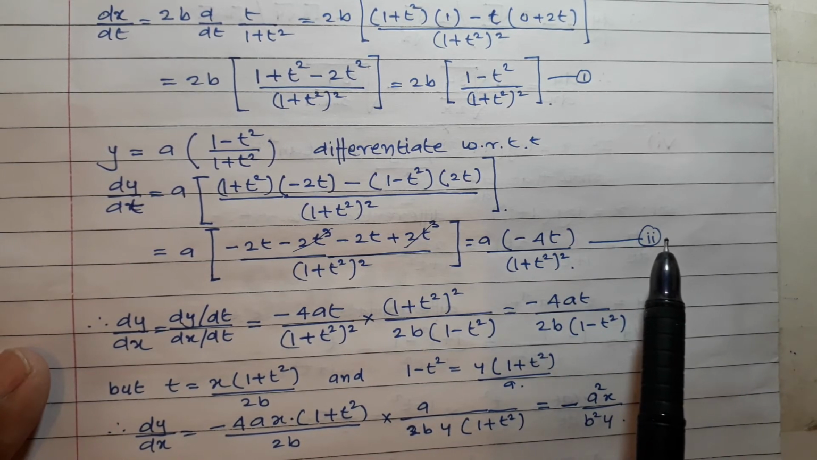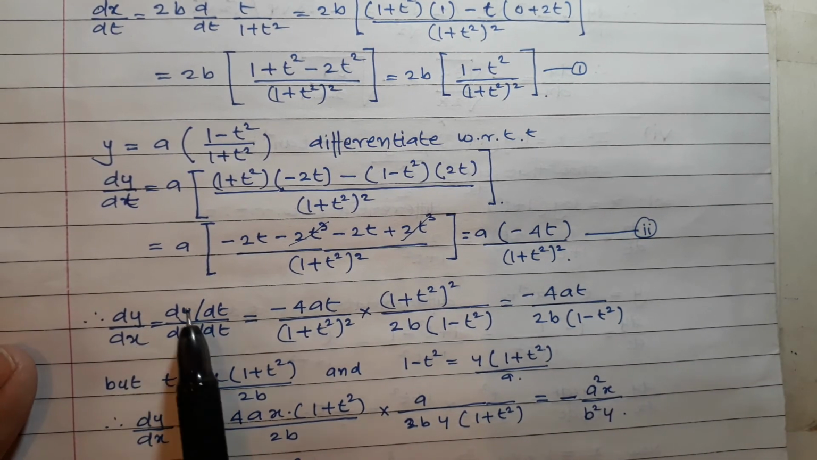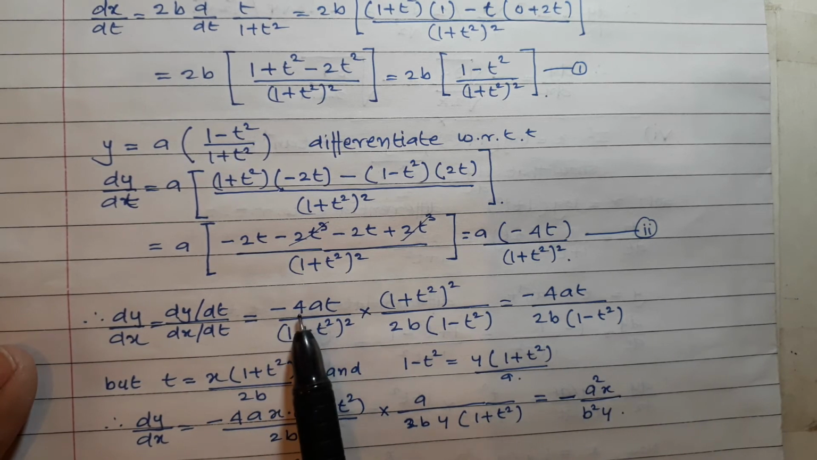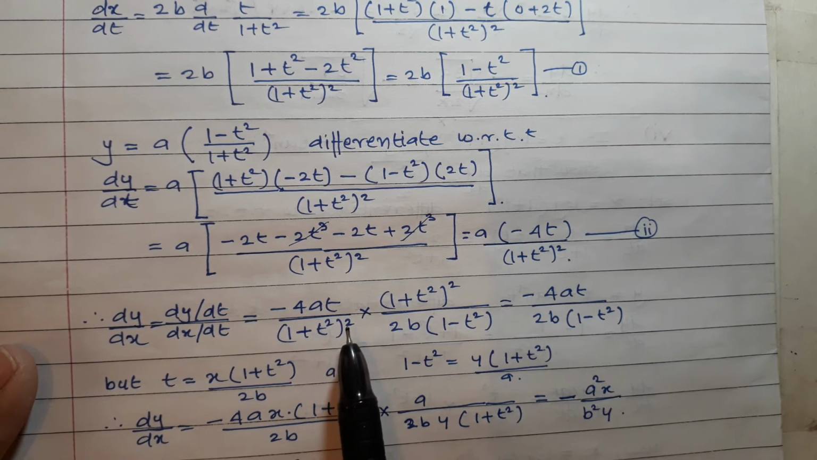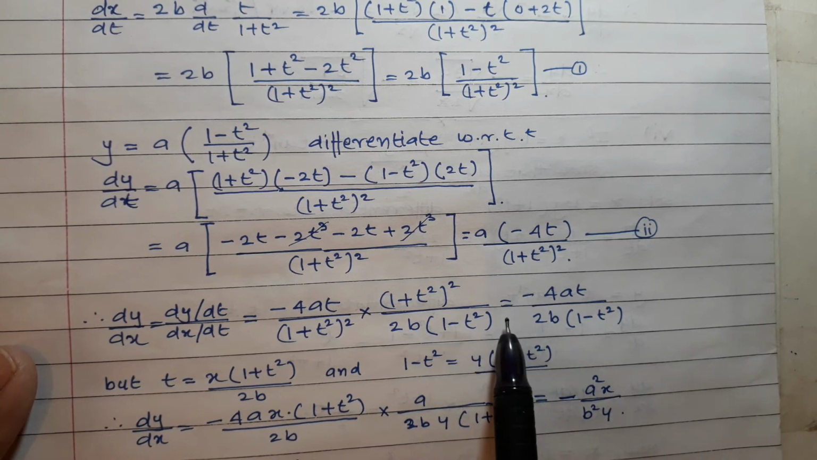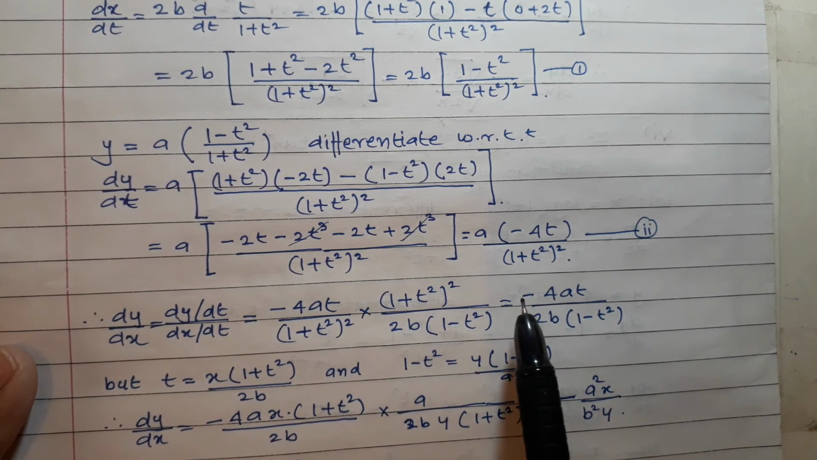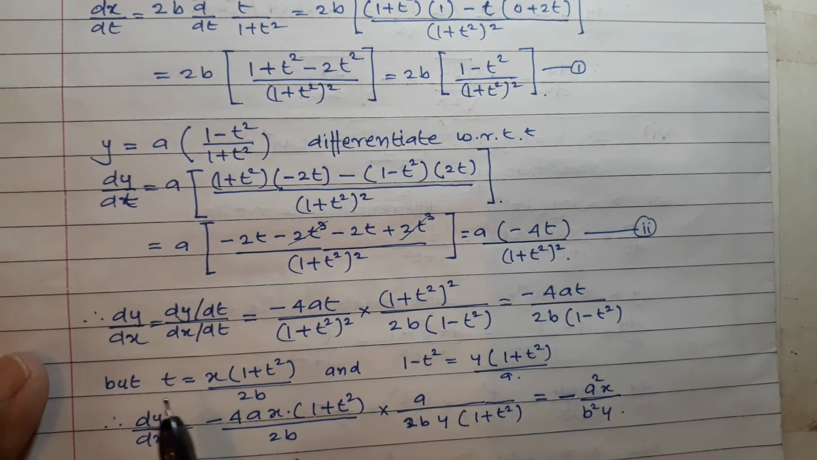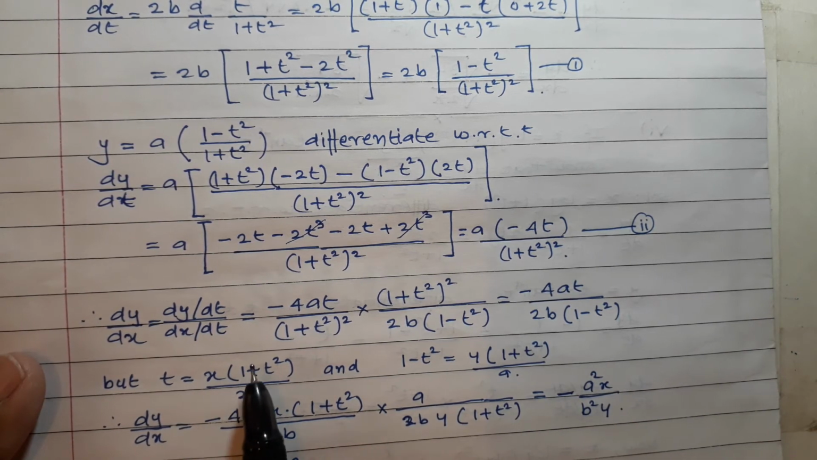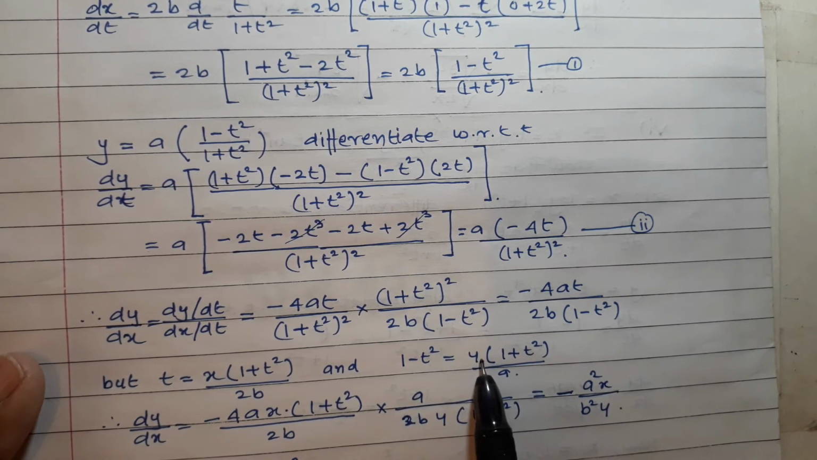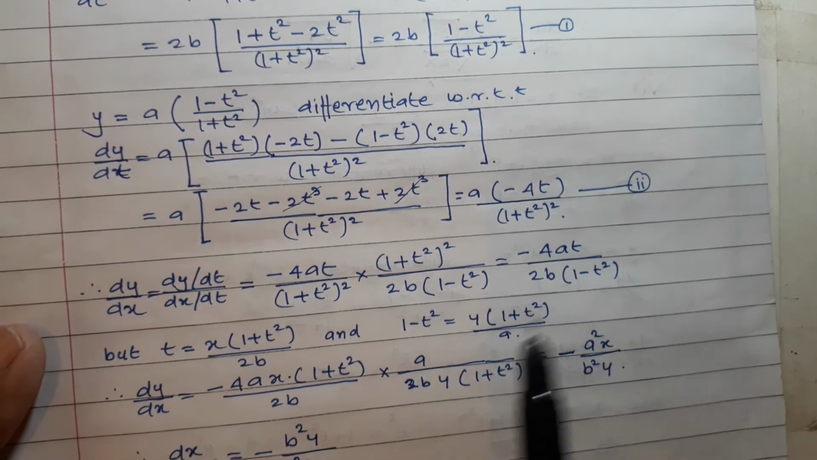Suppose this is statement number 2, and therefore dy/dx is equal to dy/dt upon dx/dt, is equal to minus 4at upon 1 plus t square whole square, into 1 plus t square whole square upon 2b into bracket 1 minus t square. This and this get cancelled. So minus 4at upon 2b into bracket 1 minus t square. But t is equal to x into bracket 1 plus t square upon 2b, and 1 minus t square is equal to y into 1 plus t square upon a, and now you substitute this.